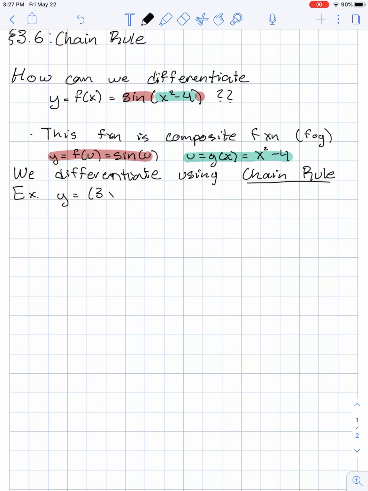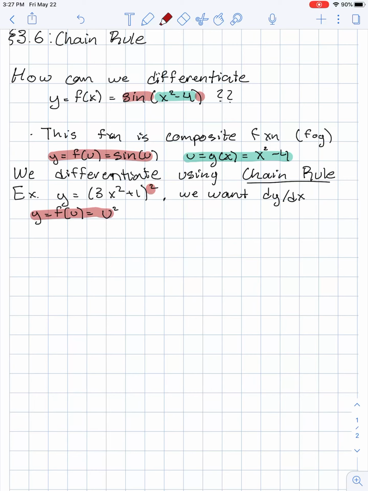In this example, we are going to use y is equal to 3x squared plus 1, that whole thing squared. And we want dy/dx, y prime. It's really important in this case to call it dy/dx because of what I'm about to show you. Like we did before, we're going to call y equals some function of u, and that is going to be u squared.